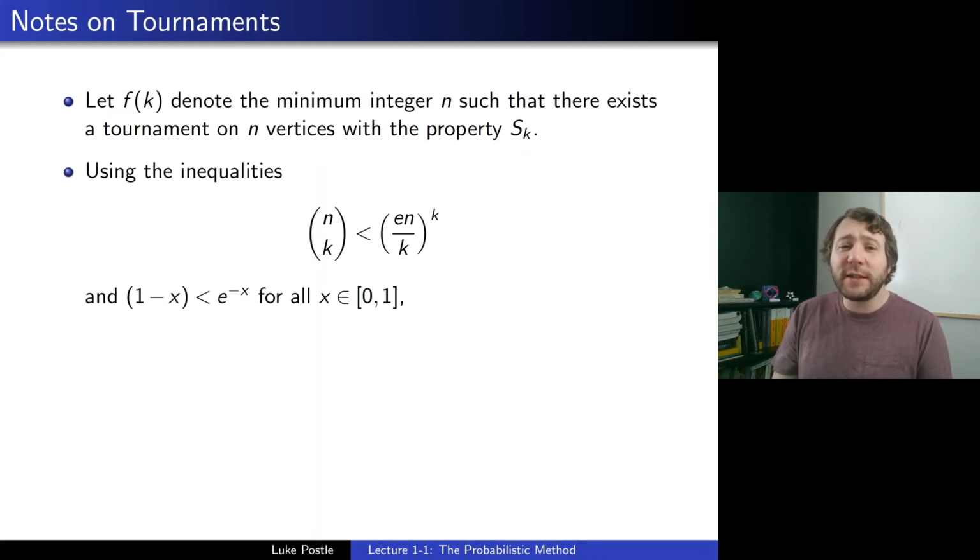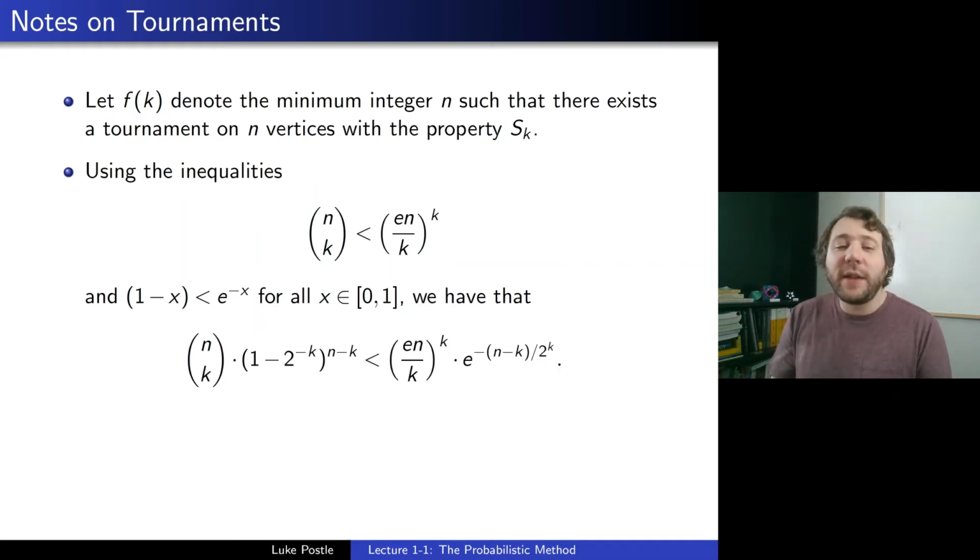And then we can use asymptotic analysis, so inequalities. Here we'll use that n choose k is smaller than (en/k)^k, which is not a terrible approximation for the binomial coefficients. And again, use this very useful inequality that 1 minus x is less than e to the minus x for all x in (0,1). And we have that n choose k times that number is actually smaller than (en/k)^k times e to the negative (n minus k)/2^k, using x as 2 to the minus k there and bringing it up into the exponent.